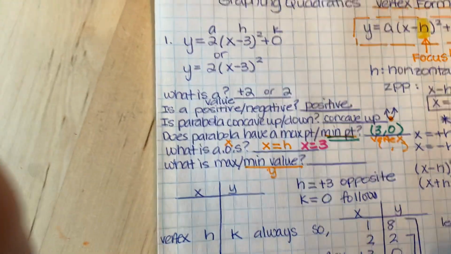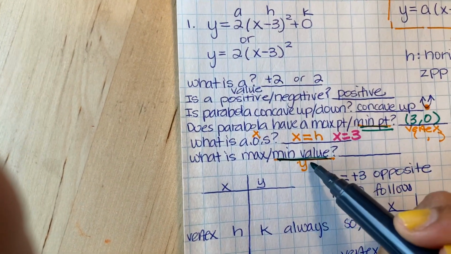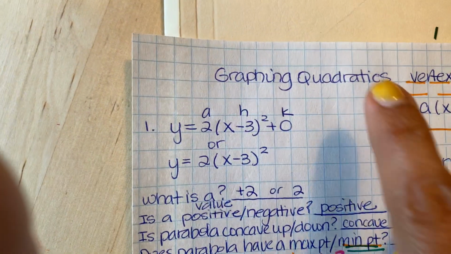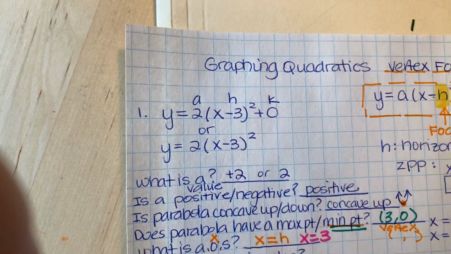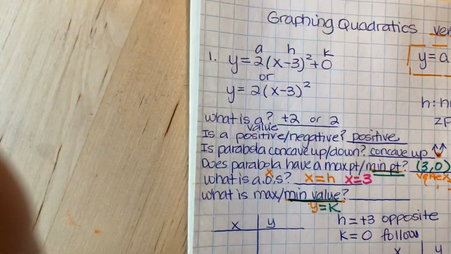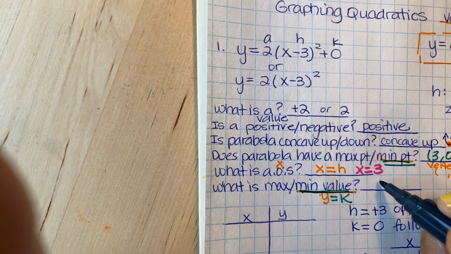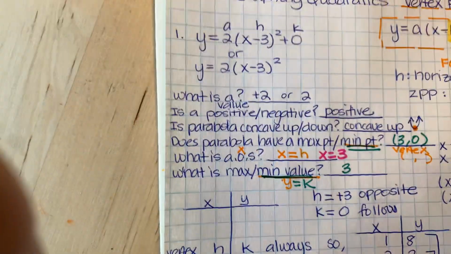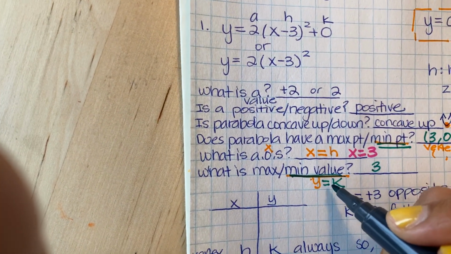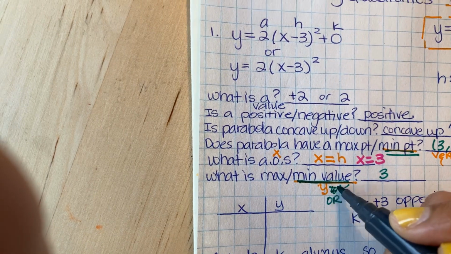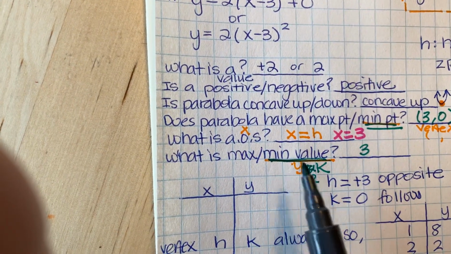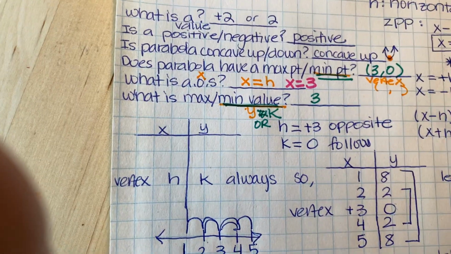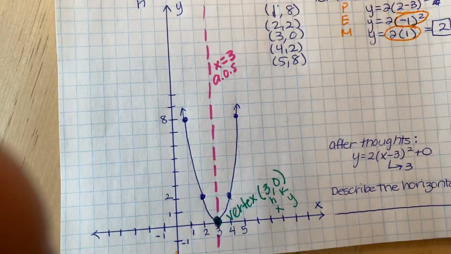Okay, so now what is the max or min value? If it's a minimum point, it's a minimum value, and that is always your y value, which is the same as your k value. So here my k value is 0. It's also here on the table. Don't put y equal 3. I know I have x equal h there, but I just meant that they were the same number. This is a vertical line. Minimum value, it's just the y value, okay?